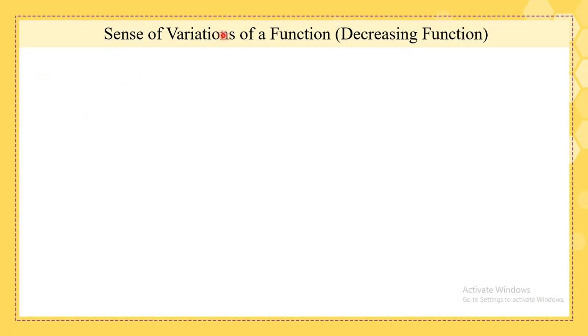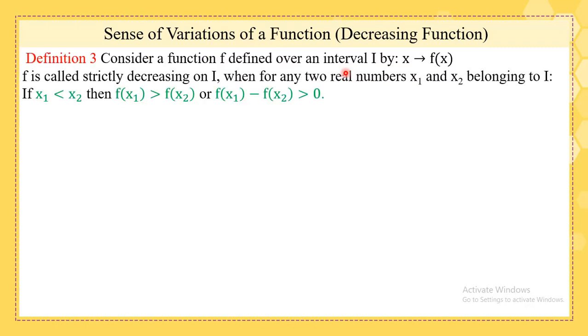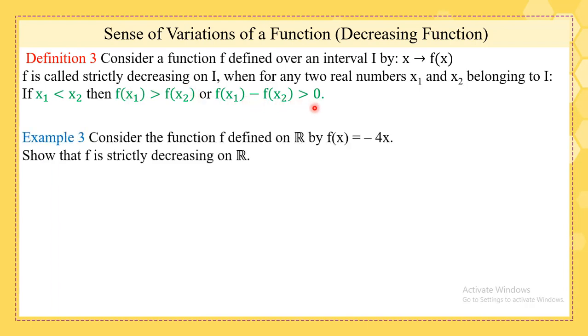Now, the sense of variation of a function, decreasing function. Here, consider a function f defined over an interval I. F is called strictly decreasing on I when for any two real numbers x1 and x2 belonging to I, if x1 is less than x2, then f of x1 is greater than f of x2. So as x increases, f of x decreases. You see, x2 is greater than x1, but f of x2 is less than f of x1, or f of x1 minus f of x2 is positive.